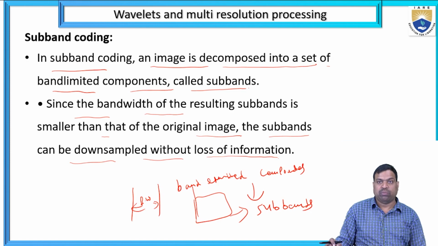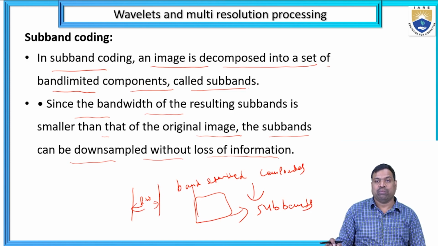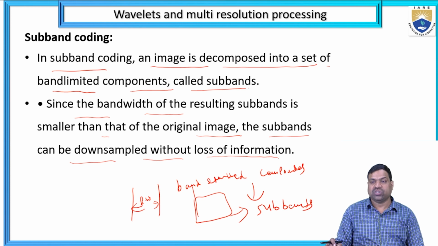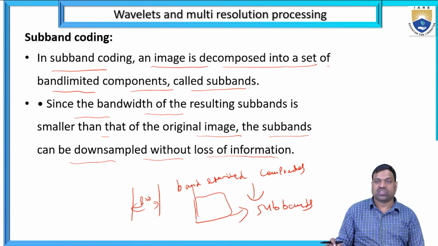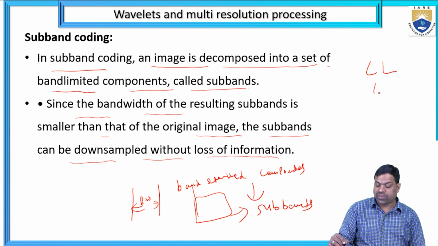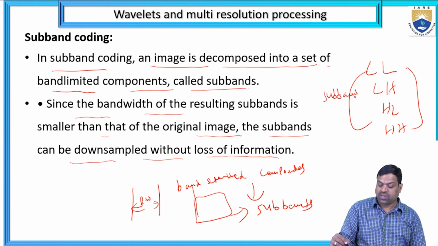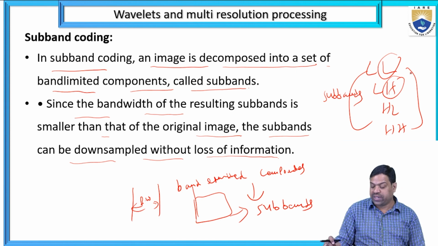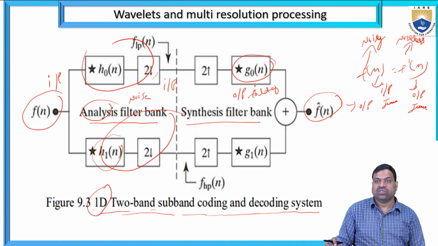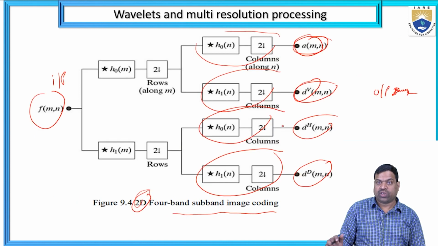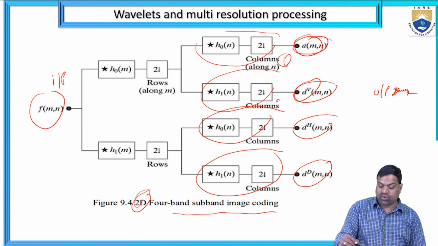Here another one is the subband. Band means only one level, subband means multiple levels are there. So when I go for subbands, there are low low, low high, high low, high high levels. These I am calling subbands. Band means only one, low or high, but subbands mean multiple levels. So for 1D, 2 subbands are there. When I go for 2D, 4 subbands are there: 1, 2, 3, 4.